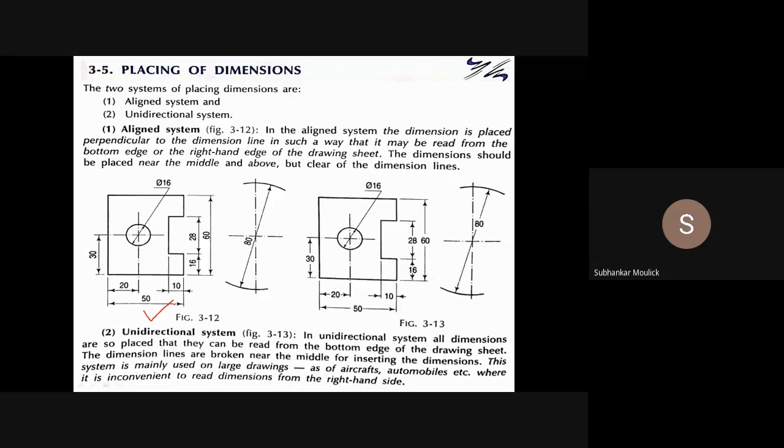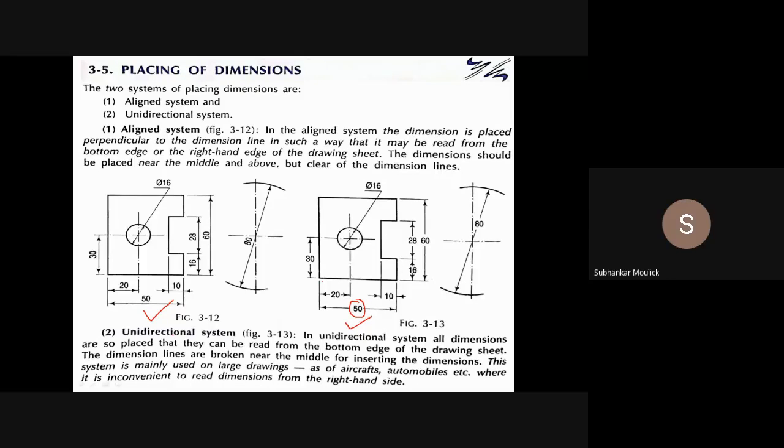What is the change in the unidirectional system? The change is that in between you have to break. At the middle portion, just erase some portion of this dimension line. Then over here you write 50 and then continue this line. This is the unidirectional system. This is the aligned system. Is the difference clear?